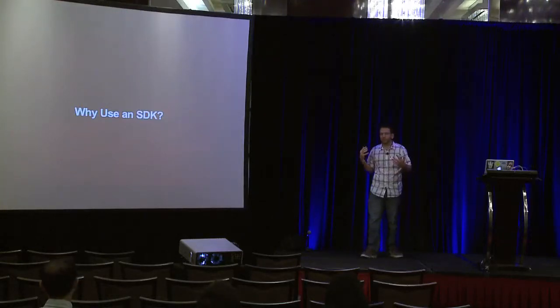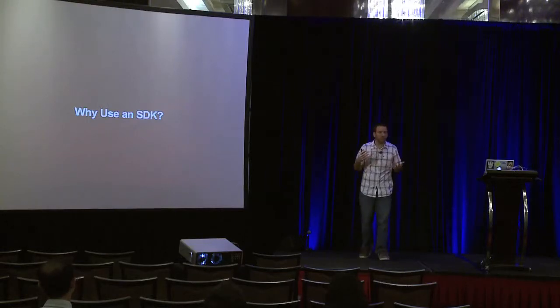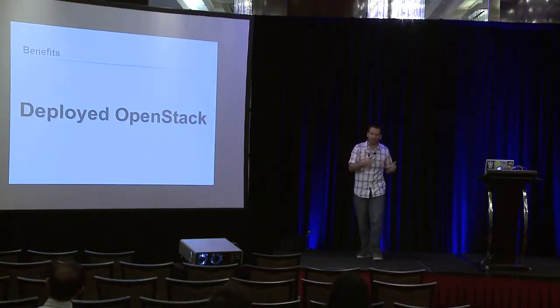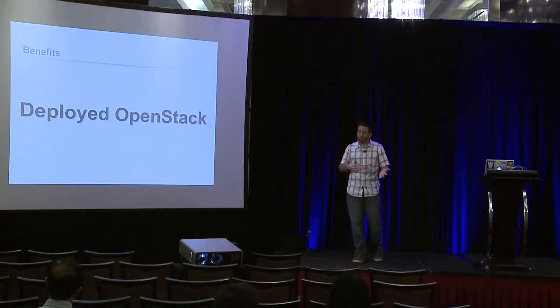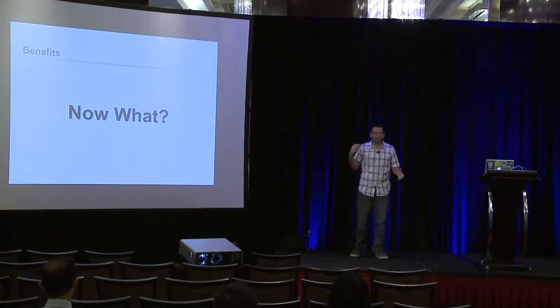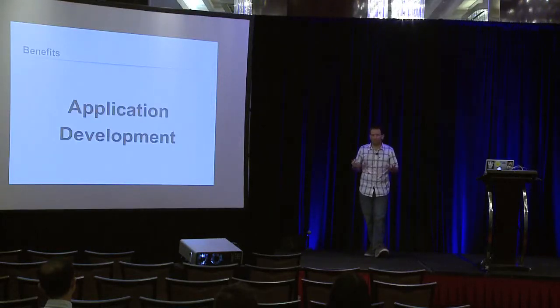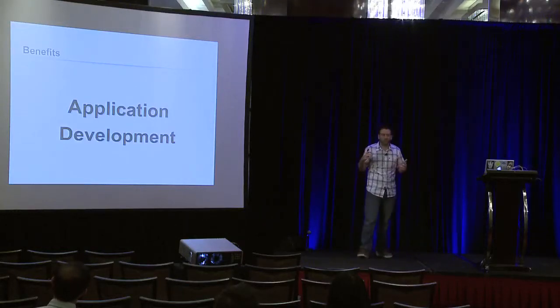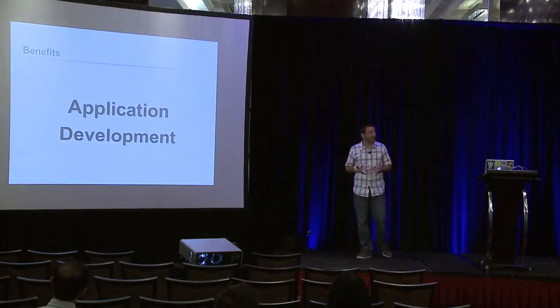Okay, so why would you even bother using an SDK or a language binding or wrapper or what have you? So you've deployed OpenStack, you've installed it yourself, you've had one of the many vendors install it for you, perhaps you're using a public cloud that's powered by OpenStack. Now what? What are you gonna do with this thing? You've got this great thing that everyone's really excited about, but what are you actually gonna do with it? Well, of course, everybody wants to develop applications on top of it. That's really the primary use case for an OpenStack cloud: application development. And we want developers to be as productive and as efficient as possible when they're developing those applications on OpenStack.